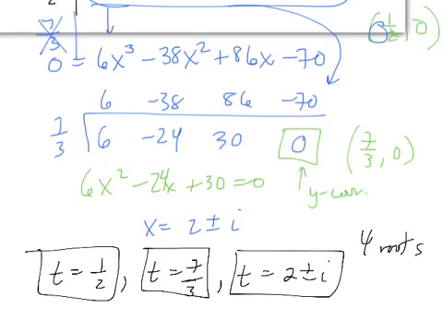Noticing, obviously, that the imaginary roots are not really real solutions because we're looking for a time period. So our solutions would really just be these two, right here and here.